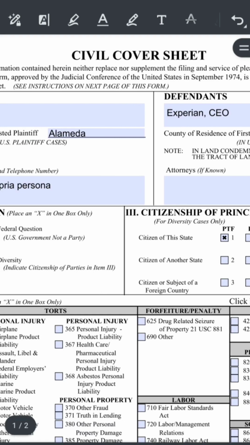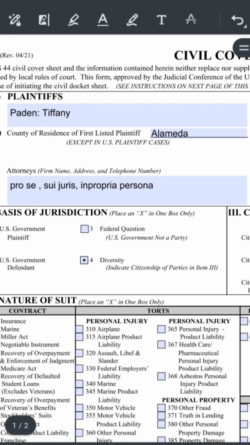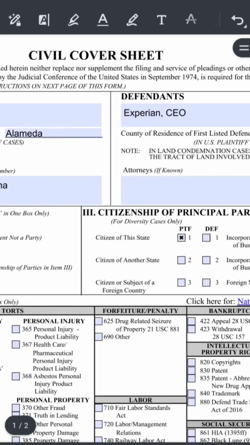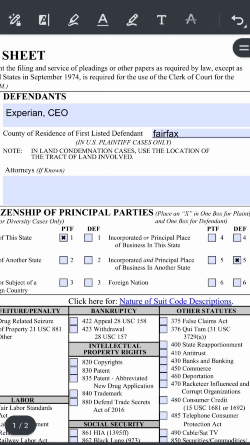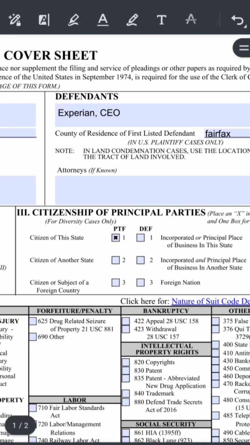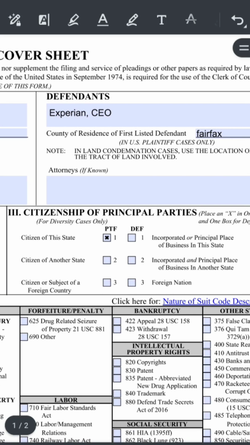And as I stated, you guys go ahead and look up and find the definitions, because I'm not going through that, but you want to know the definitions, okay? So, citizen and principal party, once again, this is all about jurisdiction, making sure that you're in the proper venue so they can do things correctly. I am a citizen of this state. So the PTF is for the plaintiff, and the DEF is for the defendant.